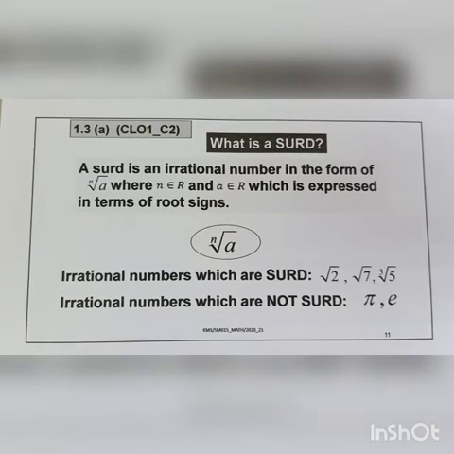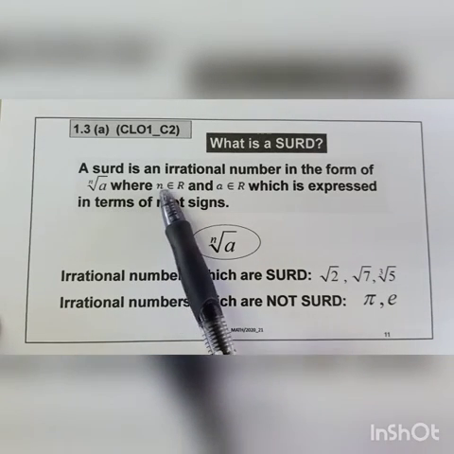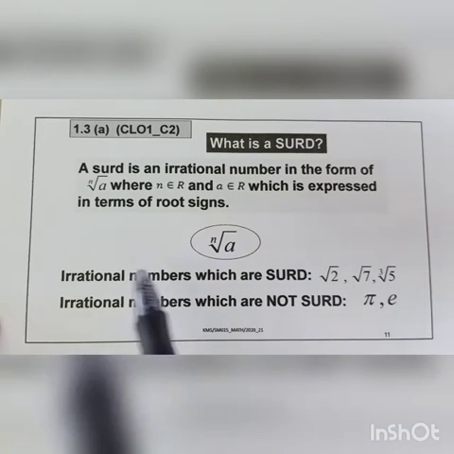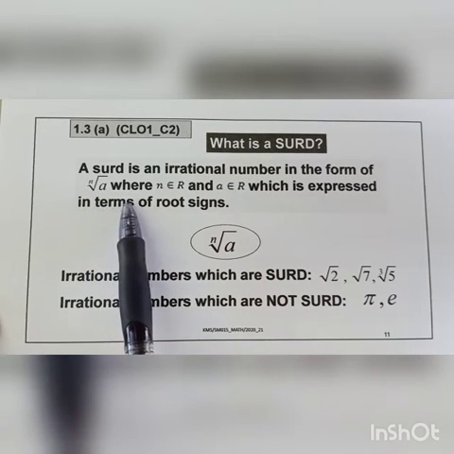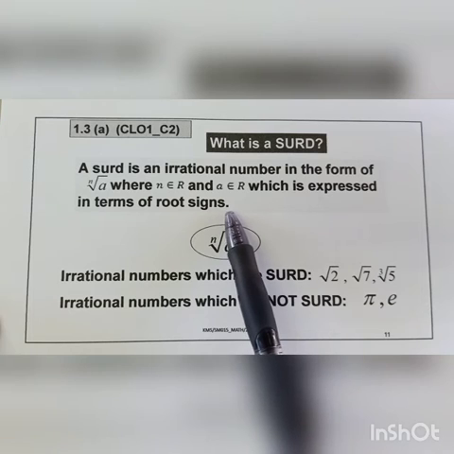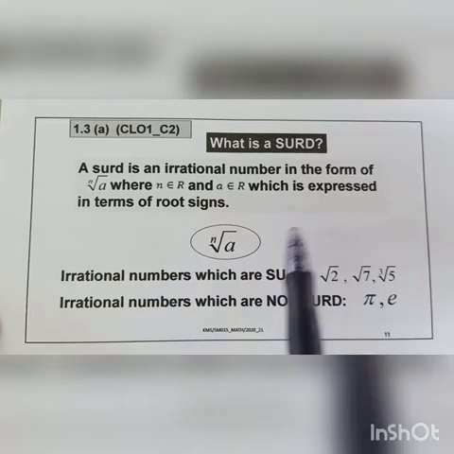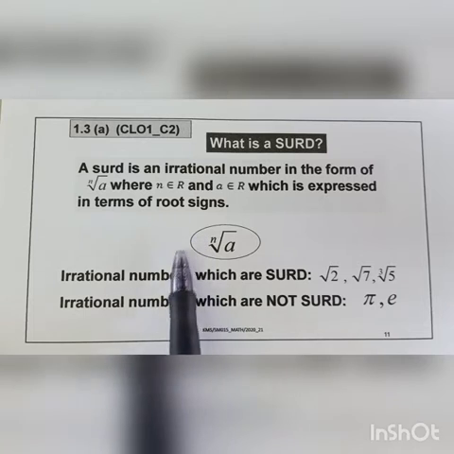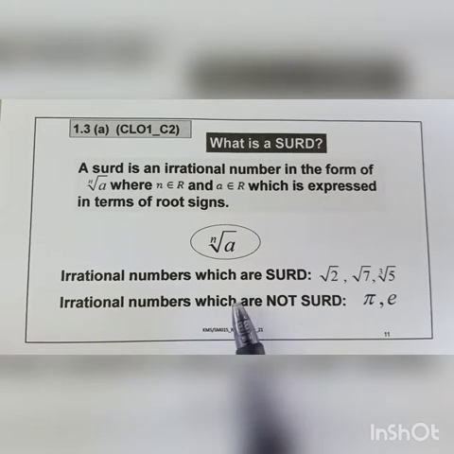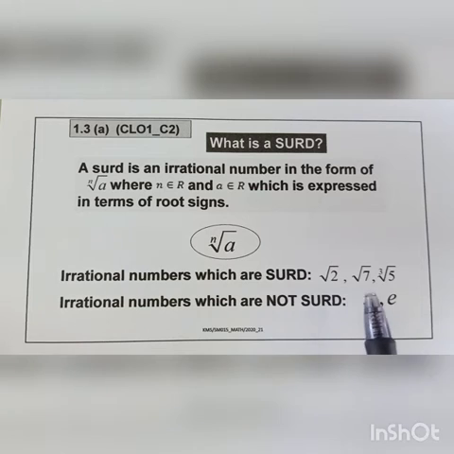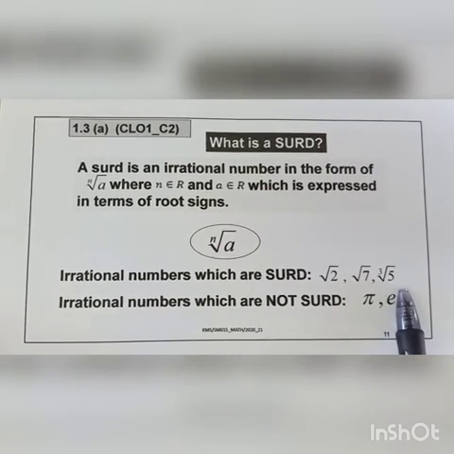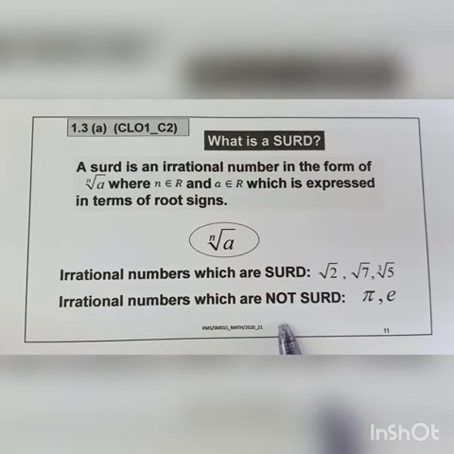Okay, this is a video about surds. What is a surd? A surd is an irrational number in the form of the n-th root of a, where n and a are elements of real numbers, which is expressed in terms of root signs. Irrational numbers which are surds are surd 2, surd 7, and cube root of 5. Irrational numbers which are not surds are pi and the exponential e.